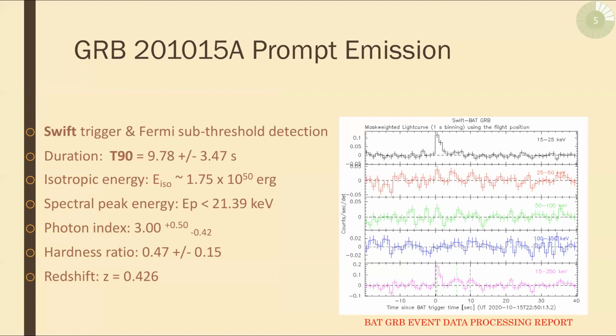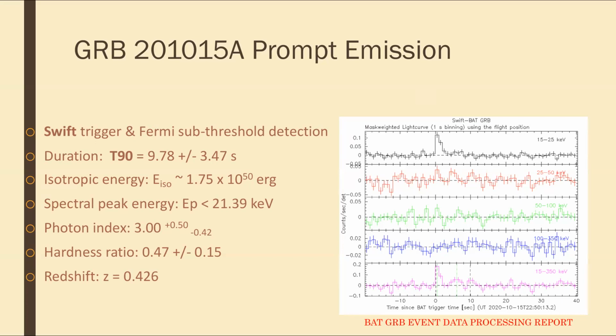And so now back to 2010-15A. This is what the prompt emission looks like, and you can see it's much brighter in the lower energy range, from 15 to 25 keV. It's very obvious that there's a short spike. And when you look at all of the energy bands put together, you can see that there's a short spike and maybe some extended emission happening here.